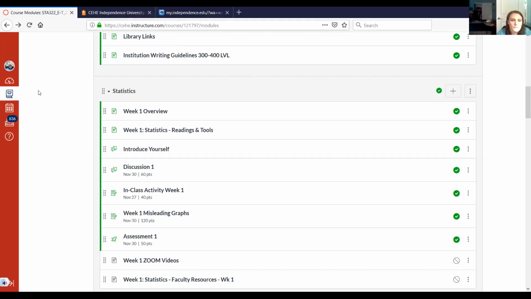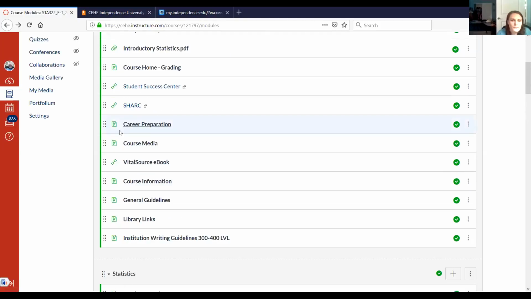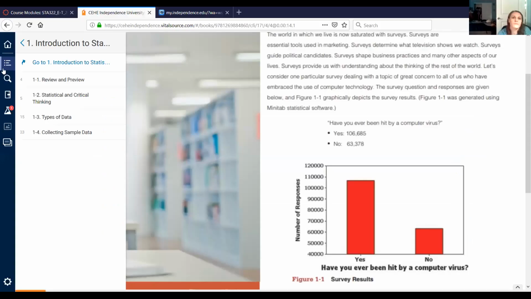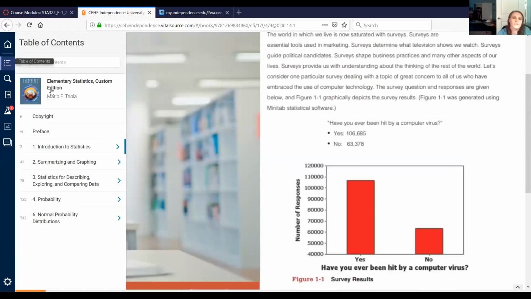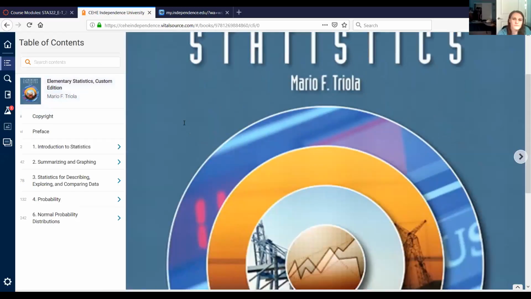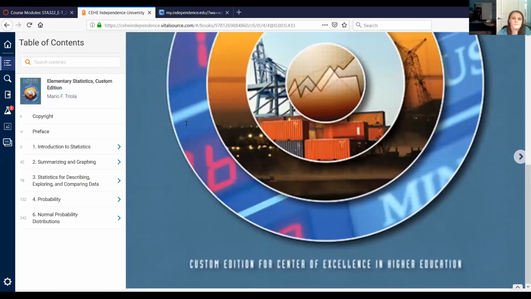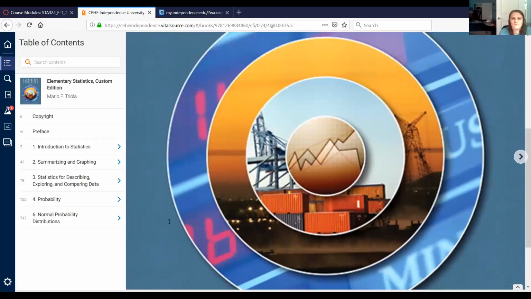I have pulled up the textbook by clicking on Vital Source ebook. And then it'll do the usual. It'll tell you to open a different tab to get the book. So this is what, let's go back to the beginning. This is what this book looks like. Elementary Statistics by Triola. This is a custom edition for us. So it really has basically everything we are going to be discussing in this mod.